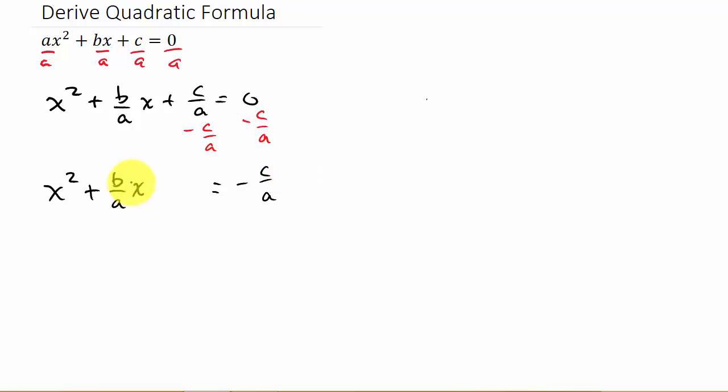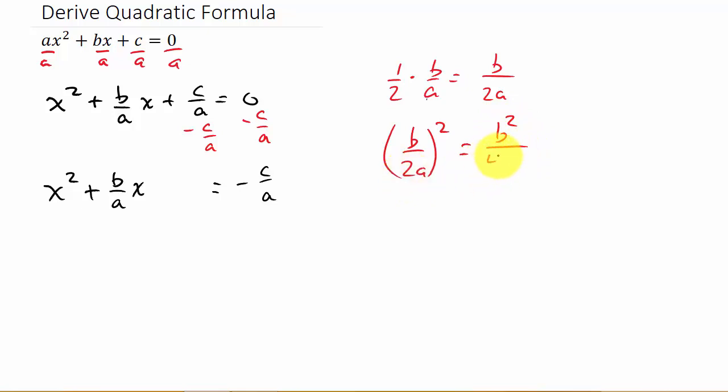Alright, next, remember, the number in front of x, we half it and then square it. So let's come over here and half this and then square it. If I half b over a, I'm going to do 1/2 times b over a, which is going to give me b over 2a. And then I need to square this term. So I square each term in the parentheses. So that's b squared, and then 2 squared is 4, and then a squared is a squared.